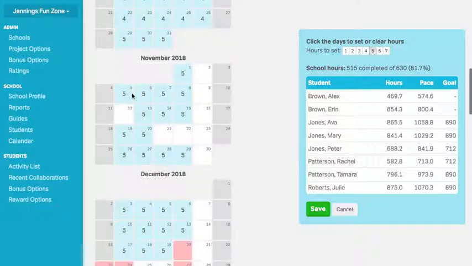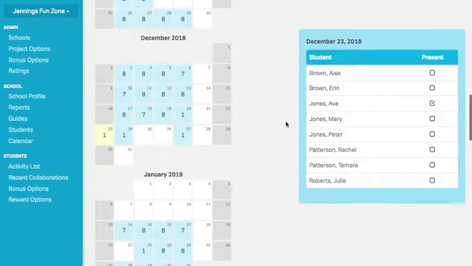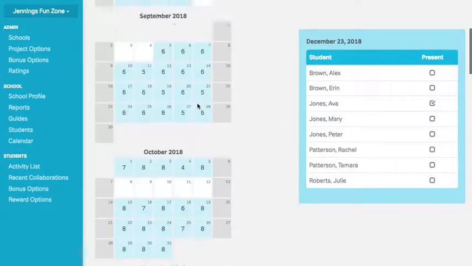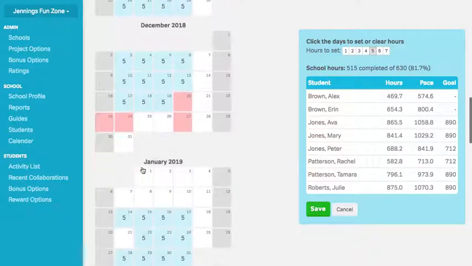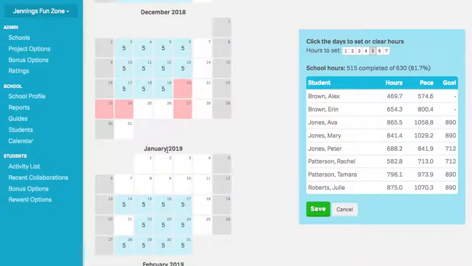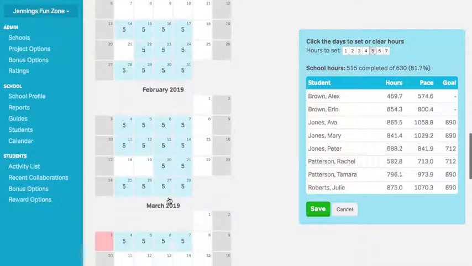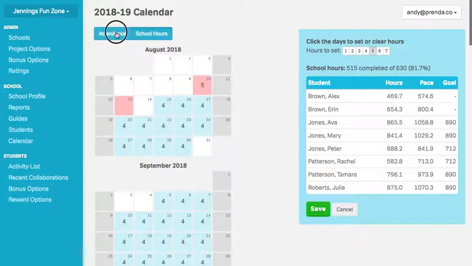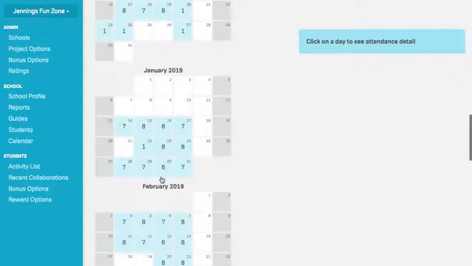So alternatively, you could go in to attendance, find those days, and uncheck those students if you wanted. But either way, as long as you don't have school hours on those days, it's not a problem if attendance is logged. But for days where you do have school hours, it's a pretty good idea to take a glance at this calendar and make sure that attendance is correct in general for most of those days.